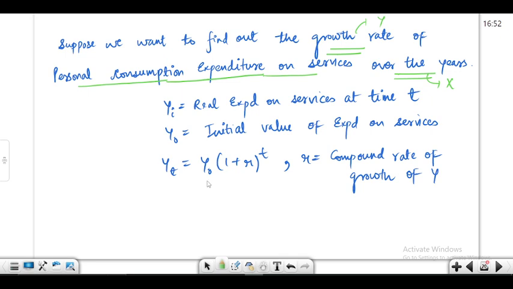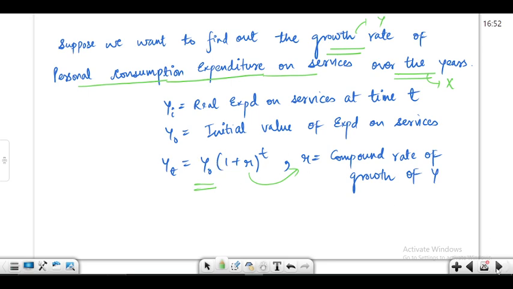Okay, so it can be represented by this equation where r is your compound rate of growth of y over the time period that I'm looking at. Okay, so whatever years of time I've taken, maybe 1, 2, 3, or 4 years, in that entire period, what was the compound rate of growth that is being captured by your r variable. Okay, so this is the equation that we need to use, right? And that we need to work upon.